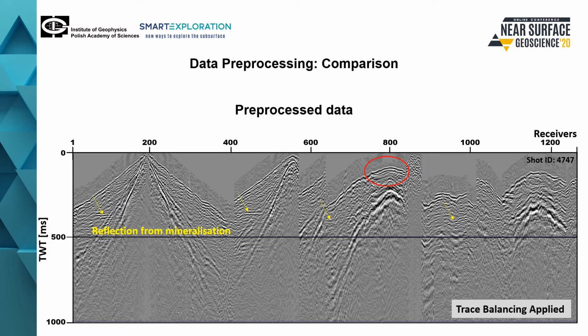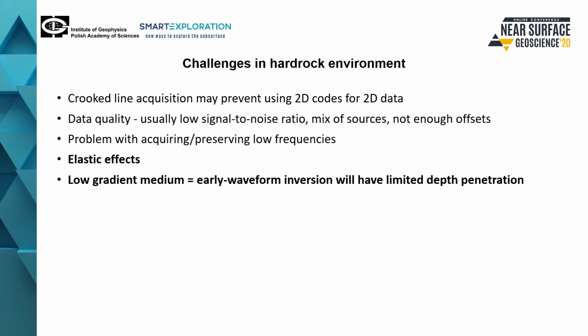an increased coherency. Before proceeding to the results, we need to be aware of few of the challenges associated with applying FWI in hard rock environment. First, due to several environmental restrictions, often a crooked 2D line prevents us using a 2D case. For 3D case, non-standard 3D data acquired in hard rock environment exhibits improper illumination of the subsurface.